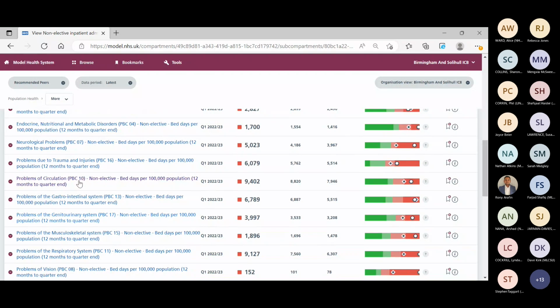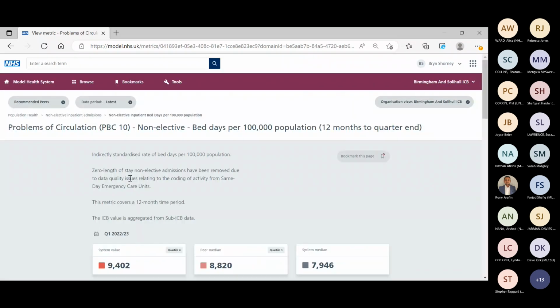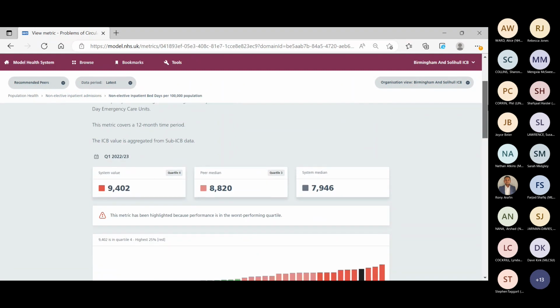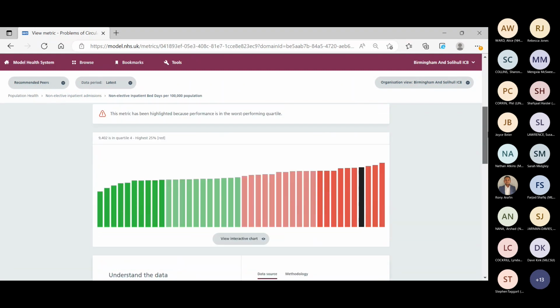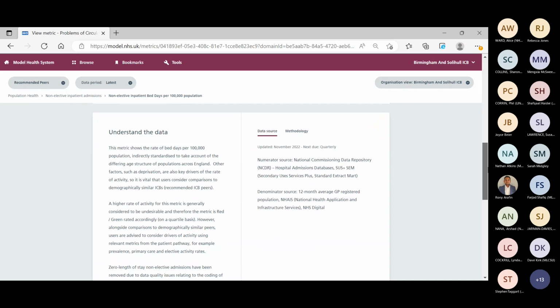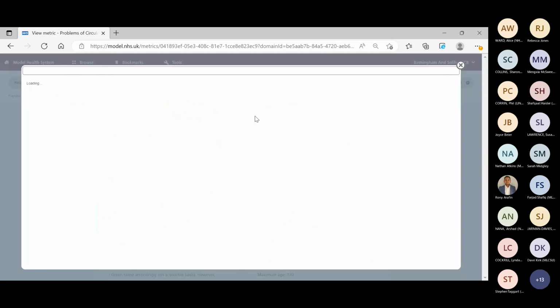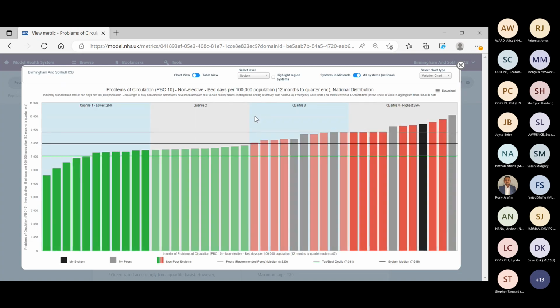Again, I'll just show you how I navigated to the view that I included in the slides. The one I'd chosen before was problems of circulation. If you click into that, then it gives you the description of the metric, and there's a section on understanding the data, and as I say, data source and methodology. Then to view the interactive chart, you can just click onto that, and that will bring up again the variation chart view that I included in the slides.